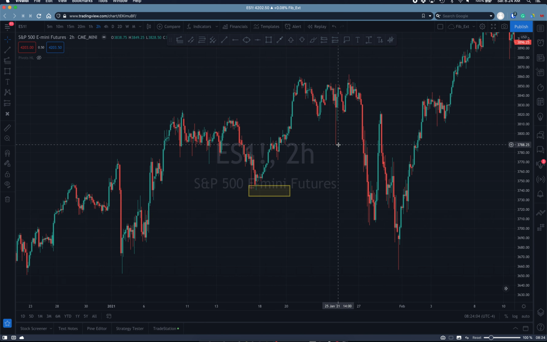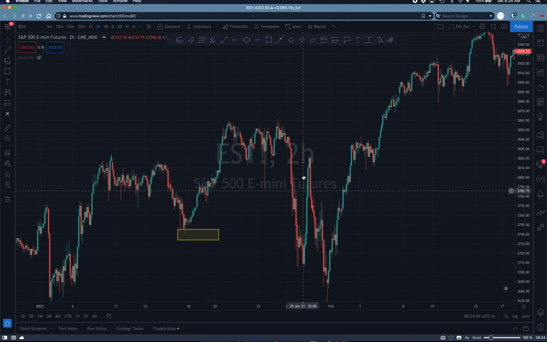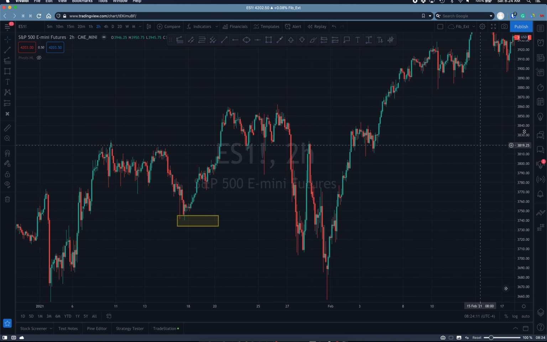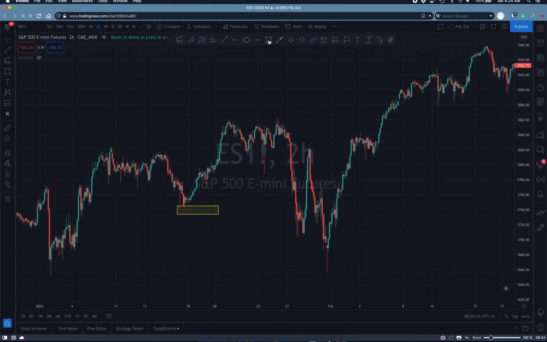Okay, so let's see how you can find trading opportunities with this. Well, what I like to look at is highs and lows that are currently being broken. The first exercise you can do is just start drawing highs and lows of areas that may have been broken.